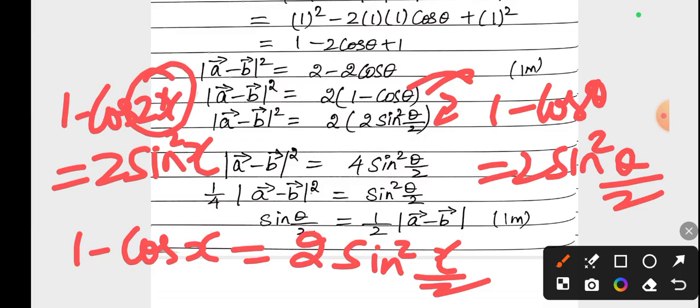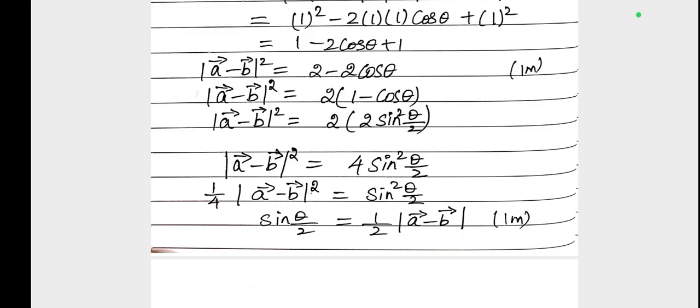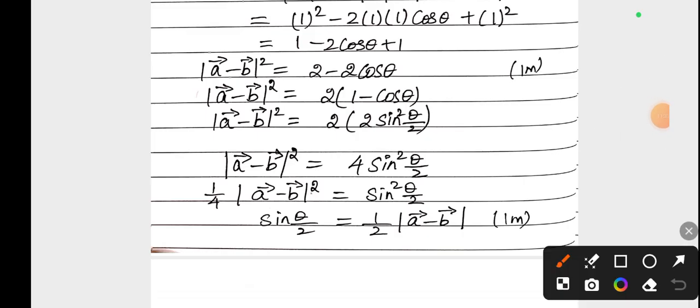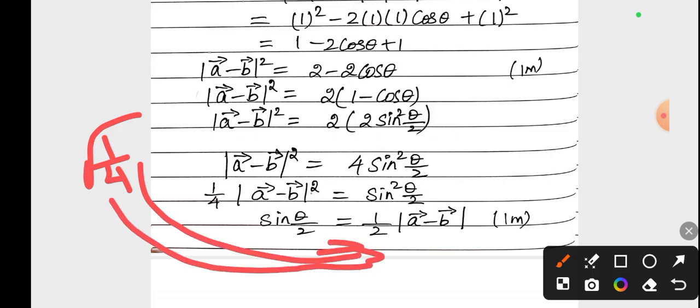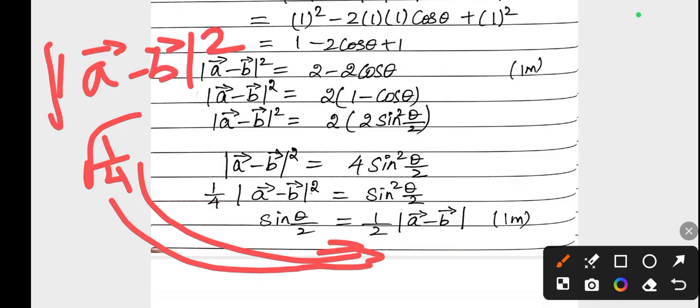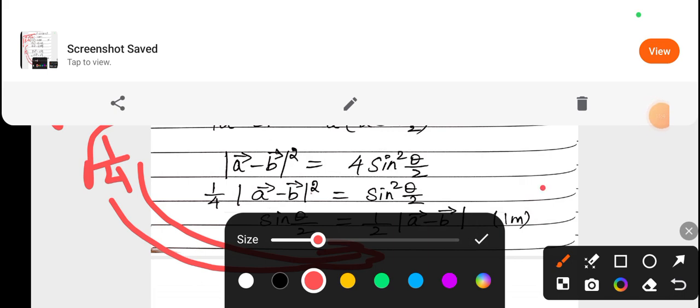Happy. Then 2 twos are 4, children. Then the multiplication by 4 comes to this side as division. So 1 by 4 magnitude of a vector minus b vector square equals sin square theta by 2. Then to get sin theta by 2, you have to do the square root on both sides. When you are taking square root, root over 1 by 4: root 1 is 1 and root 4 is 2. And magnitude of a vector minus b vector whole square, when you do square root, the square root gets cancelled. So that is the way we wanted to proceed.